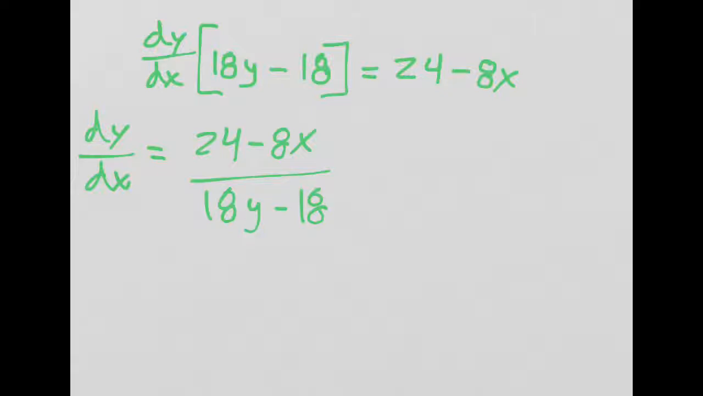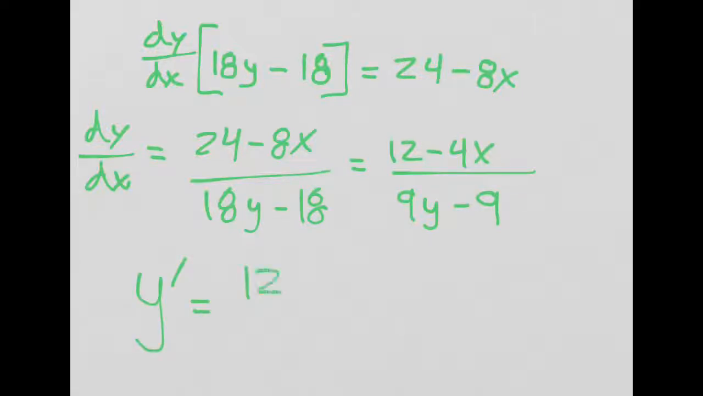And as I did before, I can simplify this. 24, 8, 18, and 18, they're all even numbers, which means I can divide them all by 2 to simplify this fraction a little bit. So I'm going to rewrite that as 12 minus 4x over 9y minus 9. And so that is what I'm going to say is my derivative. You can write it dy/dx, you can write it y prime, but we know it equals 12 minus 4x divided by 9y minus 9.